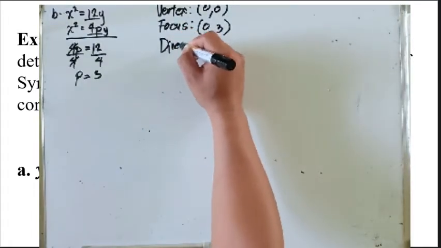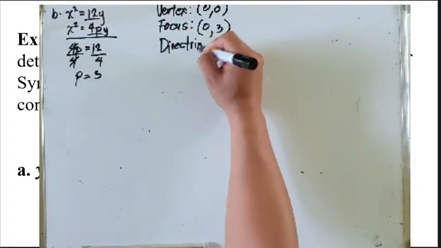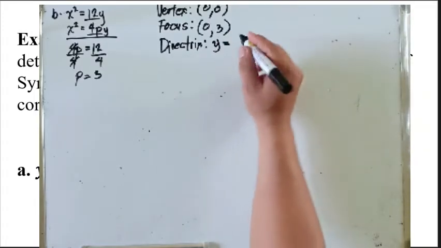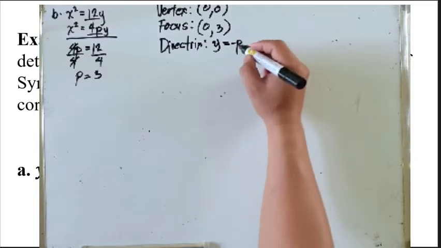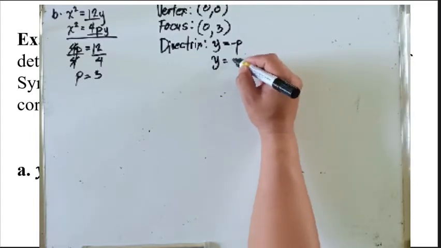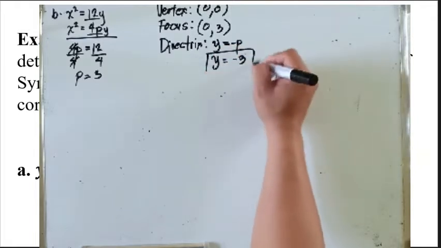How about the equation of the directrix? Yes, the formula for the equation of the directrix is y is equal to -p. Yes, your directrix is y is equal to -3. That's the directrix.